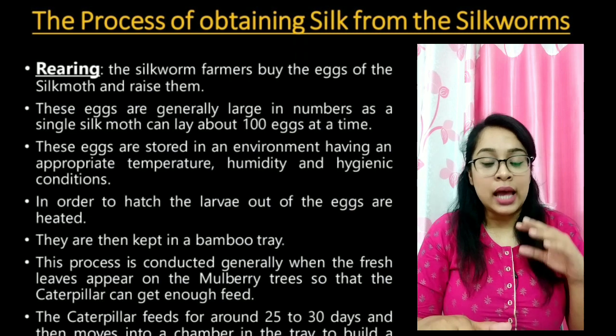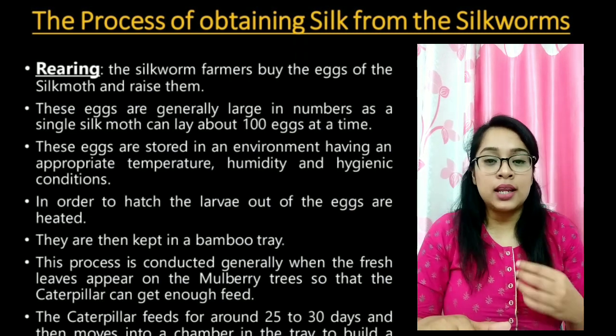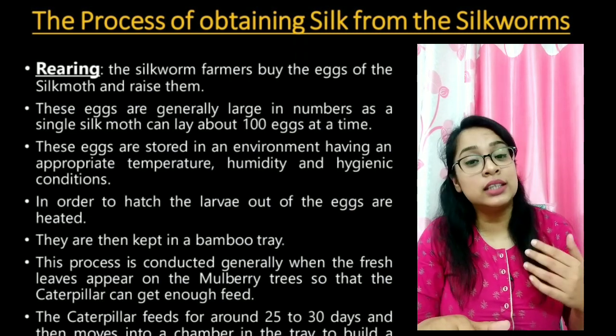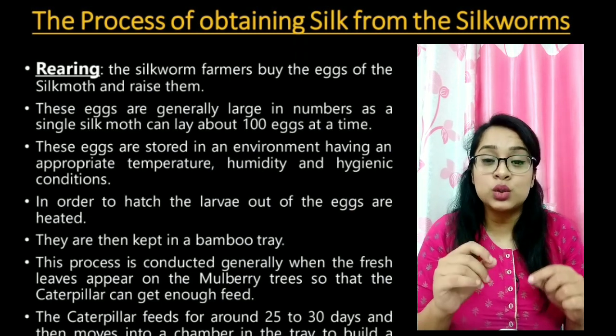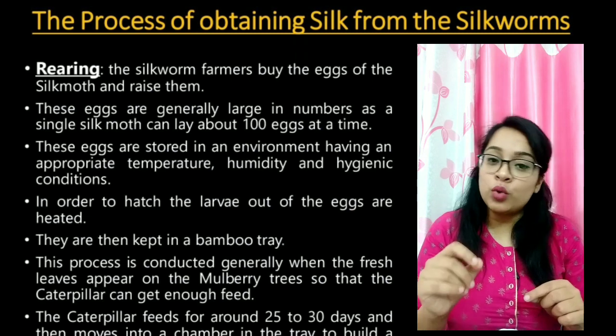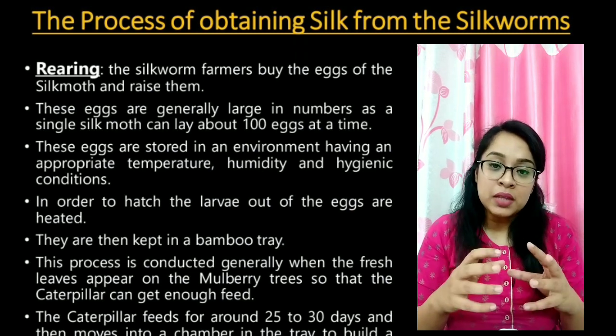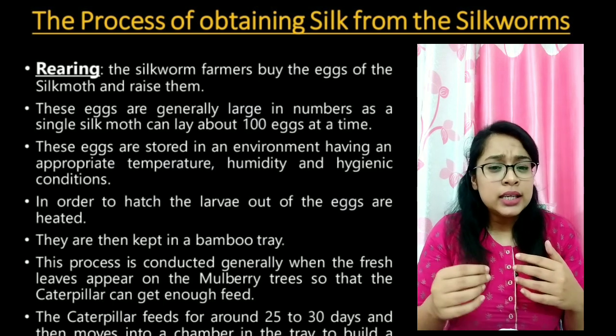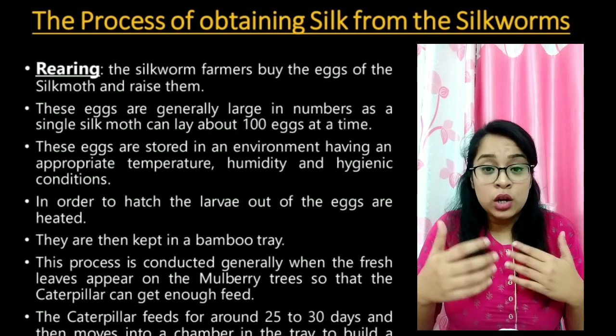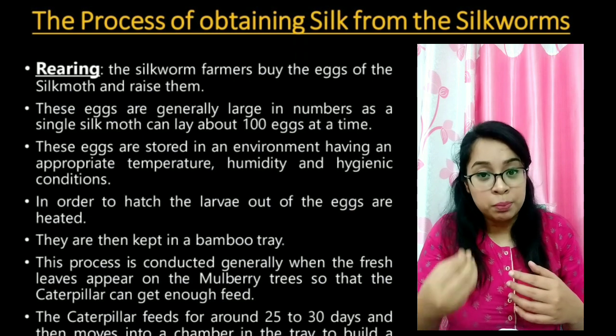Now what happens, the adult female silk moth lays hundreds of eggs, and those eggs are collected in papers and sold to the farmers. Now the farmers keep the eggs in a hygienic condition and give some temperature. They heat it, they warm it. In order to hatch, they need some temperature.